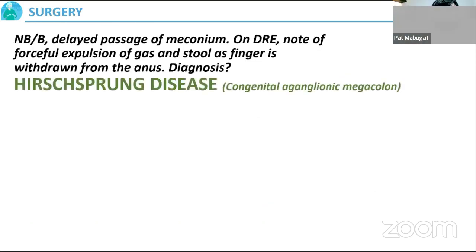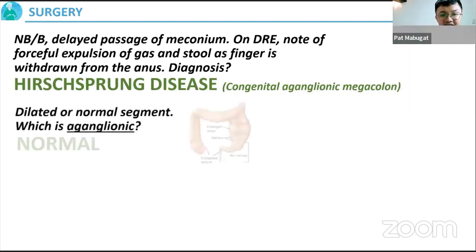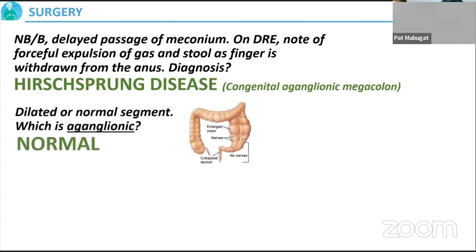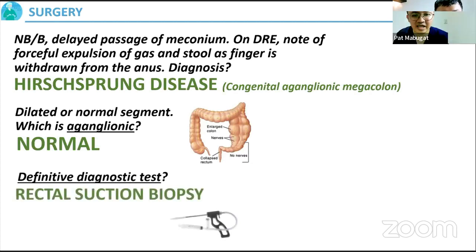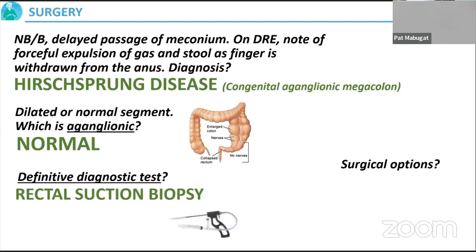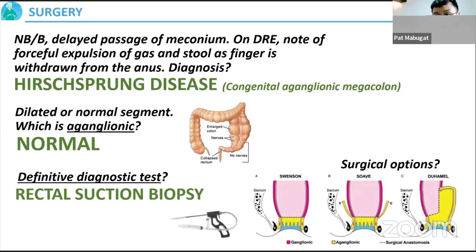Next, sorry, I'm just going to go fast here. A newborn patient, squirt sign: Hirschsprung disease. Which segment is normal, dilated or contracted? The dilated part is actually normal. The contracted part is the defective one, because it is supposed to dilate, but because there are no ganglions there, it's still contracting. So aganglionic is abnormal, dilated is normal. Diagnostic test: rectal suction biopsy. You get a sample and check for ganglion cells. You have the Swenson, Soave, and Duhamel procedures.